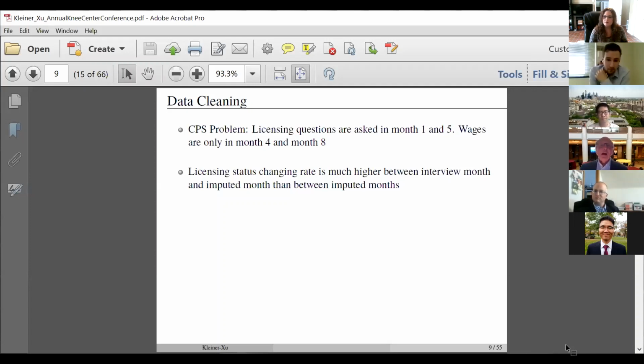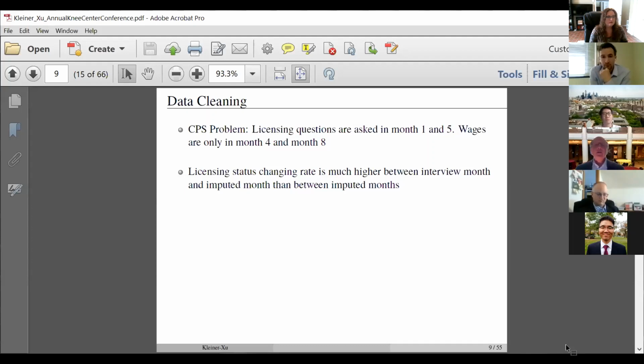So the CPS, and this is an issue that, since I have a few minutes extra, I want to go through what I call data cleaning, and this is for the good of the cause. This is for if you're using the CPS, and a lot of folks are now using the CPS for measurements of licensing. We did some experiments in terms of the data cleaning in the CPS. The licensing questions in the CPS are asked in month 1 and month 5, but wages are only asked in month 4 and month 8.